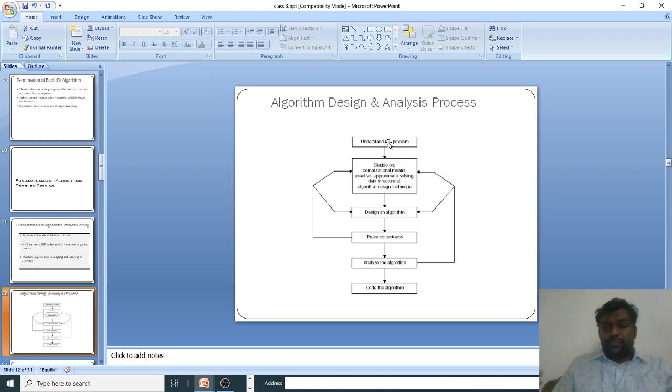Here you can see: decide on the computational means, exact versus approximate problem solving, data structure, algorithm design technique. Now prove the correctness. If there is some problem here, it goes back. Then in analyzing the algorithm, if you want to modify it slightly, you again go back, decide on the computational means, exact versus approximate solving, and select a different algorithm design technique.